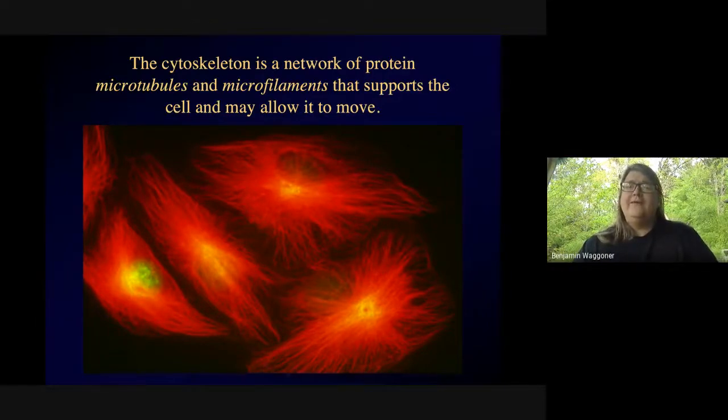What you're looking at there are some cells that have been stained with a fluorescent stain, and the nucleus is that yellow blob in the middle, and then the stuff that looks like cotton candy surrounding it, the stuff that looks like hair or fuzz, are the protein microtubules and microfilaments that make up the cytoskeleton. So that's what that looks like.